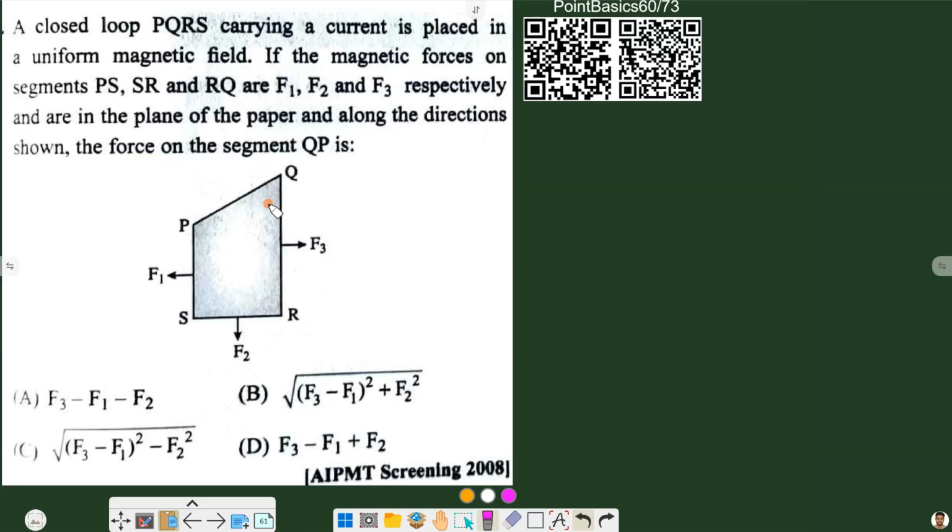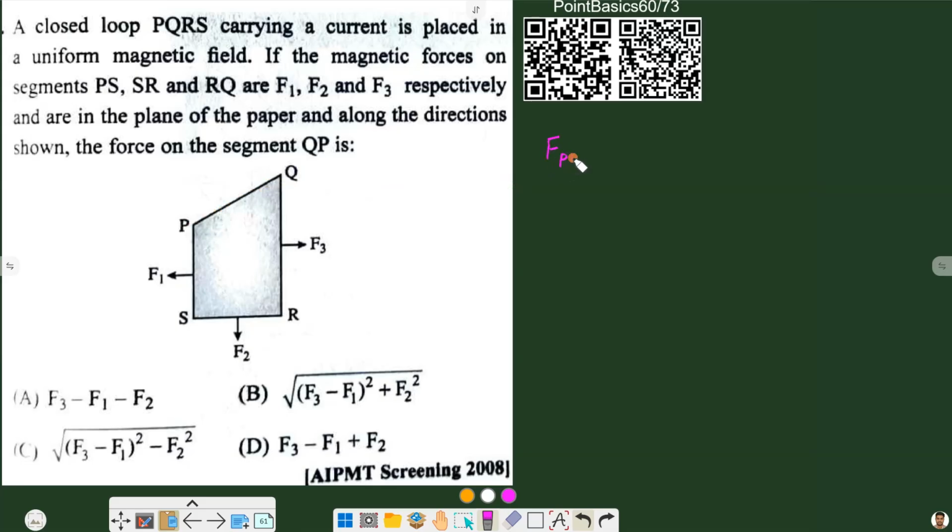By looking at the diagram and having the idea that the total force on this loop is zero, we can simply assume that F1 is equal to F3. But that's not the case here. Why? Because the lengths of these sides are different. If the length is different, then the amount of force will also be different, but the total force as a whole should be zero. So we assume that the force on the PQ part is FPQ.